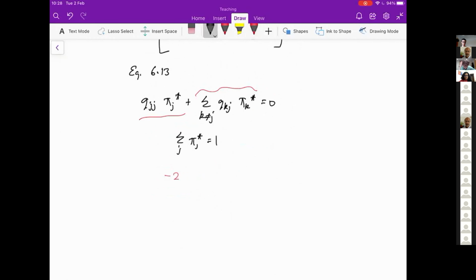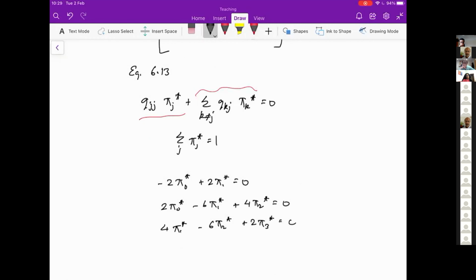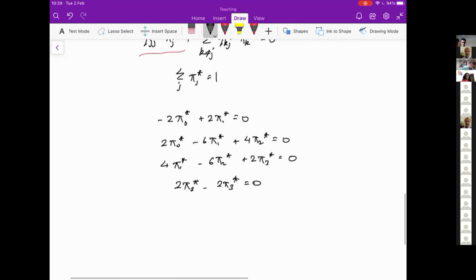Whoops, let me go back to this. So minus 2 pi 0 star plus 2 pi 1 star equals 0. 2 pi 0 star minus 6 pi 1 star plus 4 pi 2 star equals 0. 4 pi 1 star. And then finally, sigma pi i star equals 1.